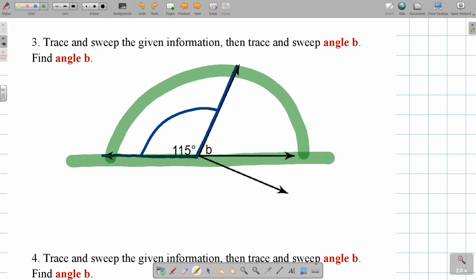Go back, let's physically trace the 115. Physically sweep that straight line. Now physically trace angle B. 5 seconds. Your brain just had a flash of understanding. Solve for angle B. You have 30 seconds. Go. No calculators, kiddos. Keep your hands off that calculator.